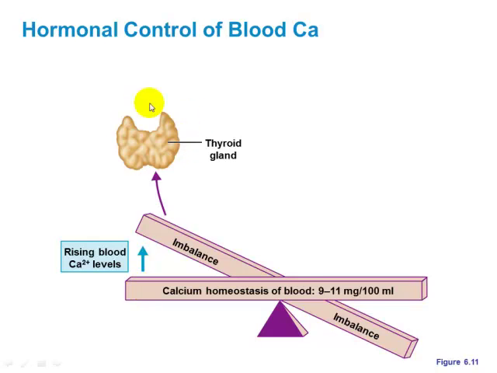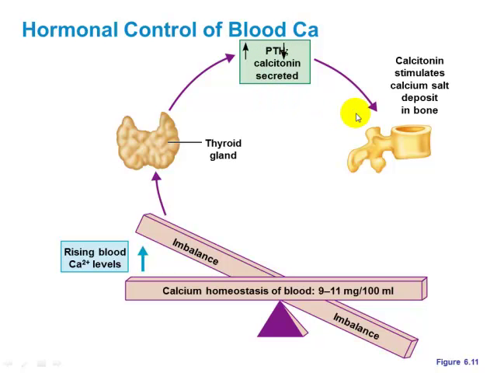That's going to send a message to the thyroid gland. The thyroid gland is going to sense that high level of calcium, and it is going to secrete calcitonin, and it's going to decrease the levels of PTH coming out of the parathyroid. What calcitonin is going to do, it is going to stimulate that calcium to be deposited as a salt into the bone. So it's pulling that soluble calcium ion out of solution, putting it with phosphate ion, making calcium phosphate, put in its salt form, and putting it into the bone, mineralizing the bone.